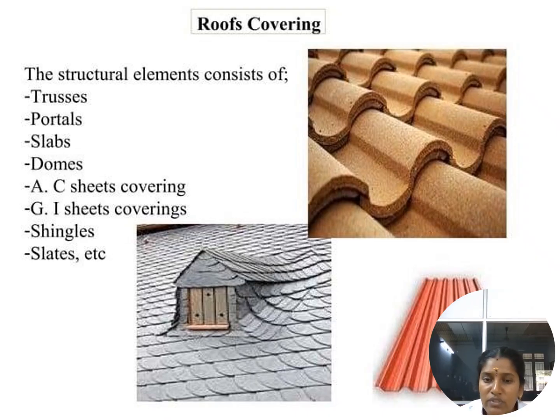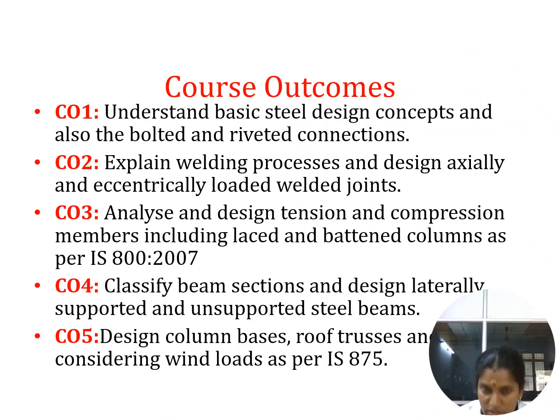We know some of the covering materials that are available. Still now we are using these as covering materials, right? One is trusses, portals, slabs, domes, AC sheet covering, GI sheet covering, shingles and slates. These are also main roof covering materials for providing roof trusses. So that's all for the introduction part. This is the course outcome of this unit: design of column based roof truss considering wind load as per IS 875. Thank you so much.